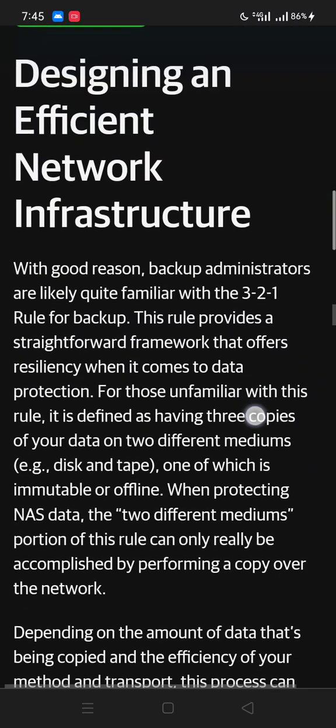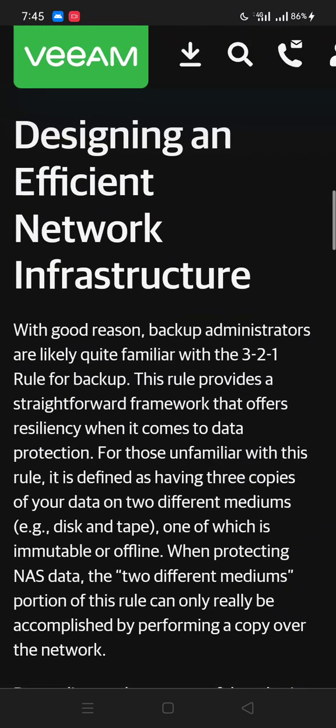Today we are going to discuss the important topic of designing an efficient network infrastructure, and in which way we can start it. With good reason, backup administrators are likely quite familiar with the 3-2-1 rule for backup.